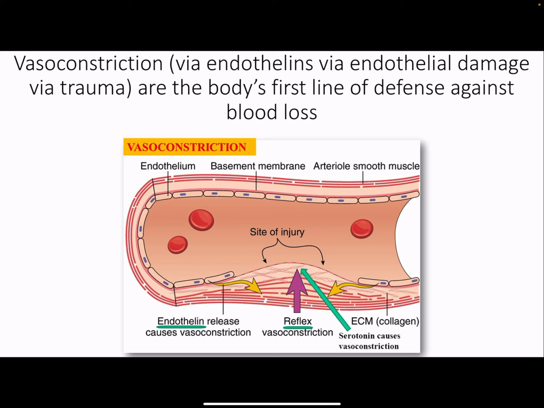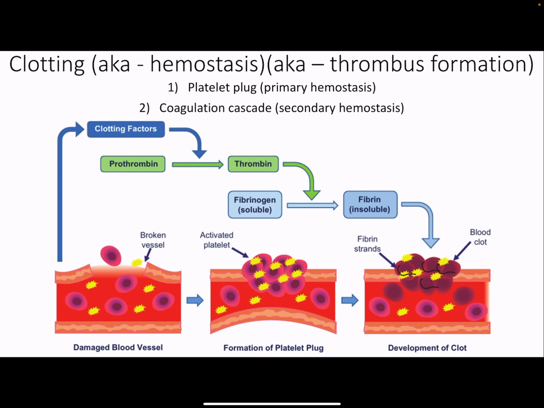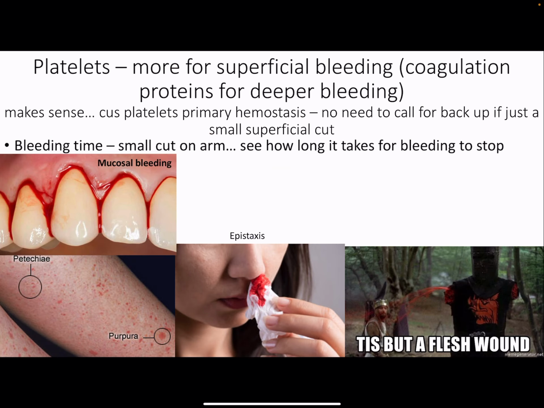First line of defense for clotting is vasoconstriction. So whenever there's damage to the vessel wall, endothelins will be released. This will cause vasoconstriction so that you can deviate blood away from the damaged site. Next, we have clotting. So there's two components to clotting, also known as hemostasis, also known as thrombus formation. The platelet plug is the primary hemostasis, and then the coagulation cascade with the many protein clotting factors is secondary hemostasis. So a combination of these platelets here and the fibrin via the coagulation cascade makes the full clot.